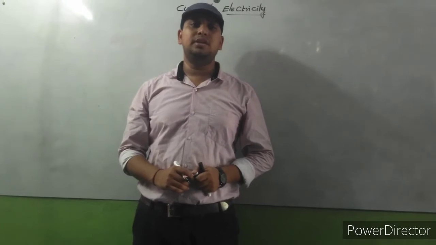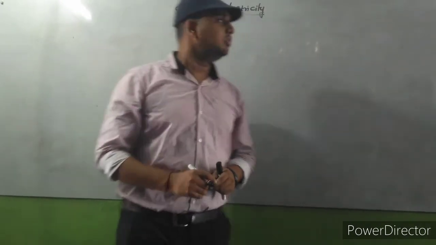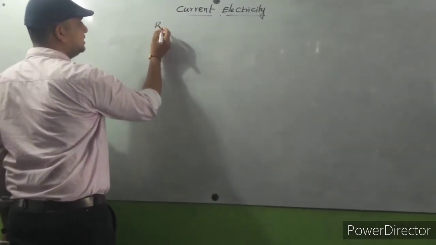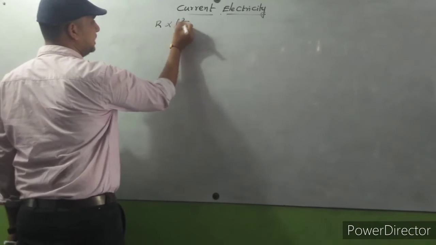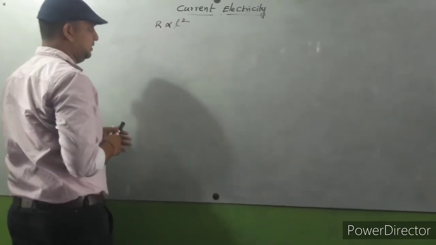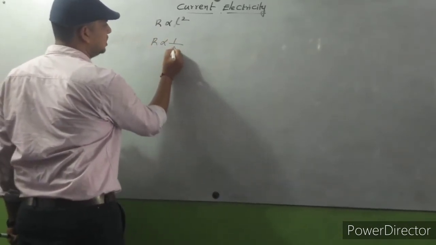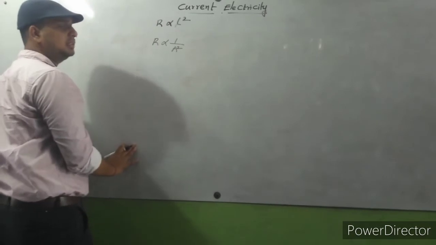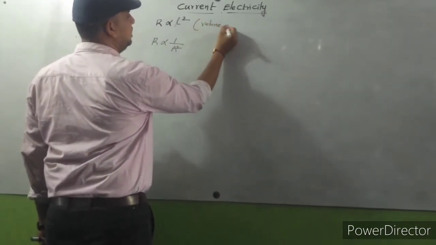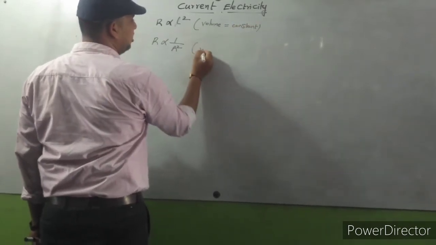Well, continuing my lecture on the chapter current electricity, now we are going to discuss resistance. Resistance is directly proportional to L square. Resistance is inversely proportional to A square if volume is constant. Here volume is constant.